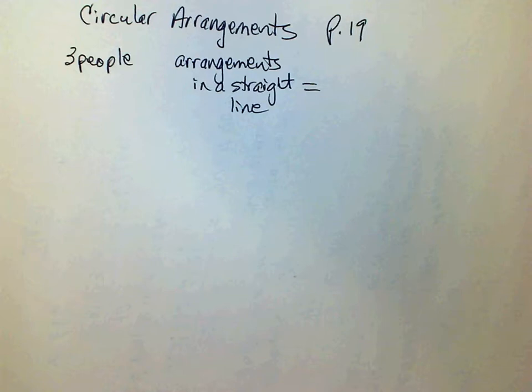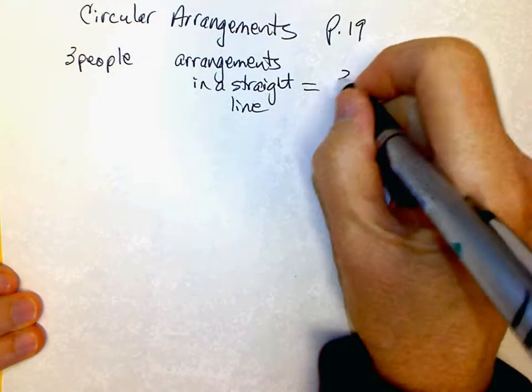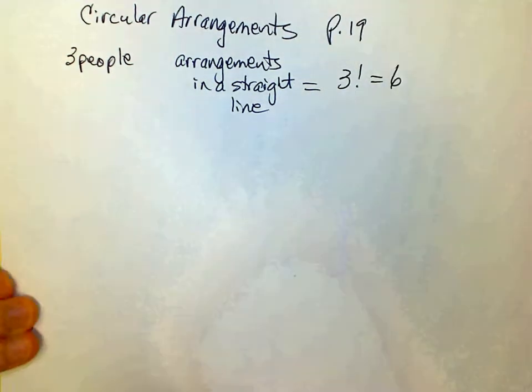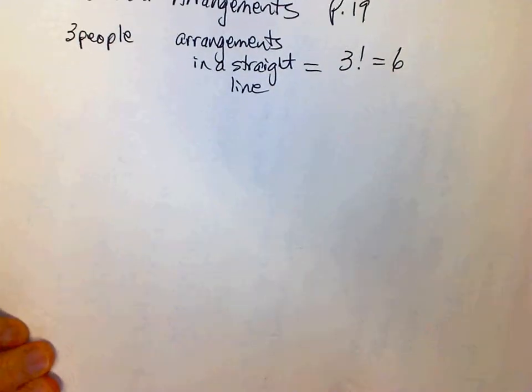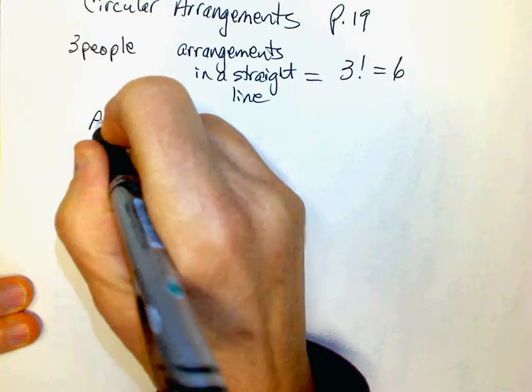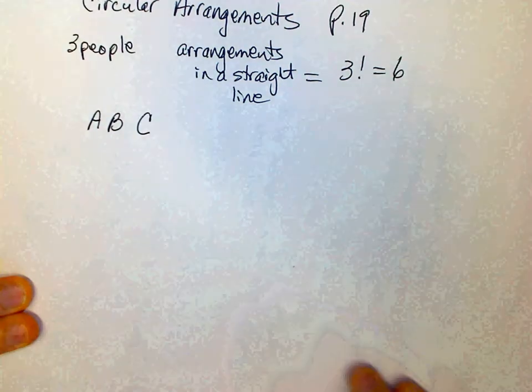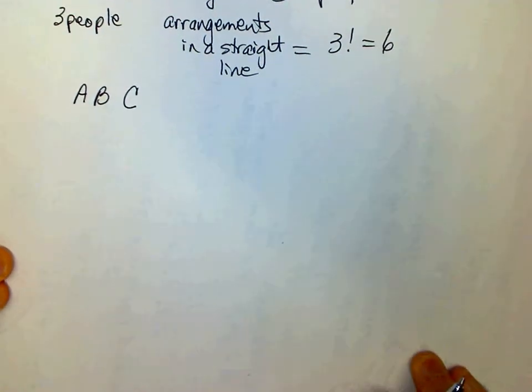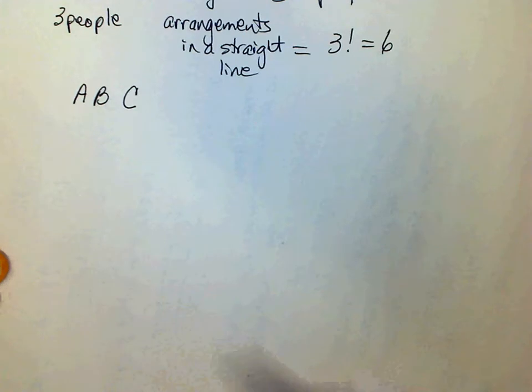Yeah. Jason? Sorry? Yeah, 3 factorial, and that equals 6, right? Okay, I'm going to call those three, person 1 is going to be A, then B, then C. Now let's look at what happens in a circular arrangement.